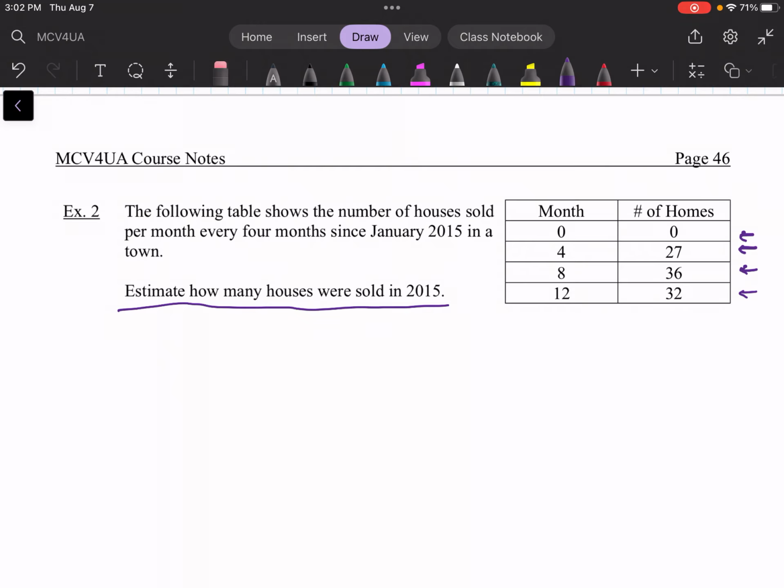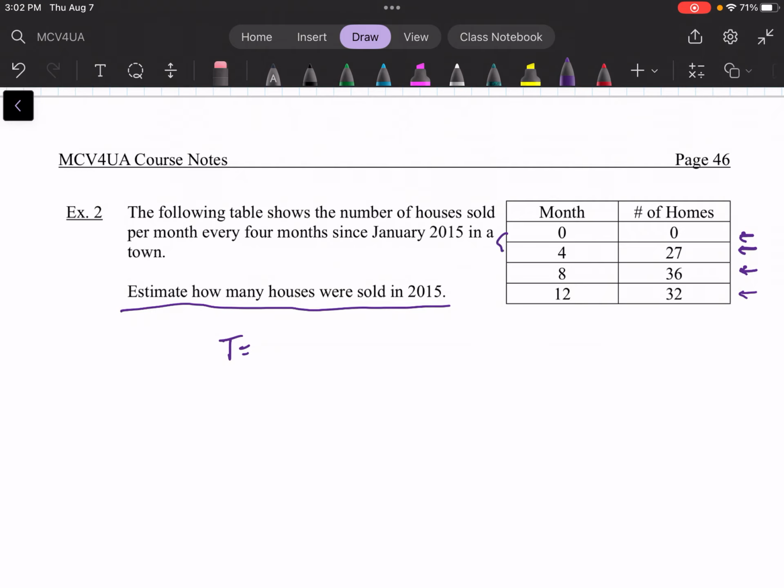So the total number of houses, we'll call it T in this case. I start with, now notice they're all 4 months apart. If they're all 4 months apart, what you can do is you take a 4 over 2, factor it out. Now the first time it happens, it's 0. The next time, you have the value of 27. That value is going to be added twice. This 36 is going to be added twice. And the value of 32 only once.